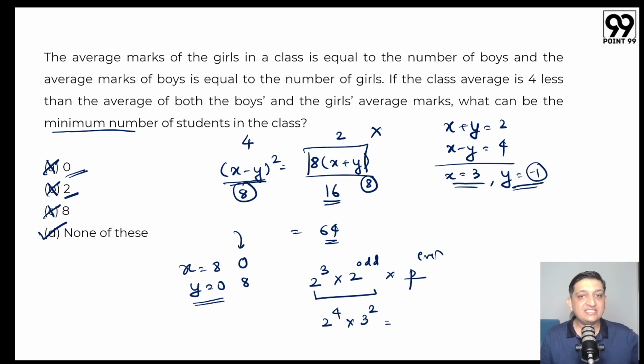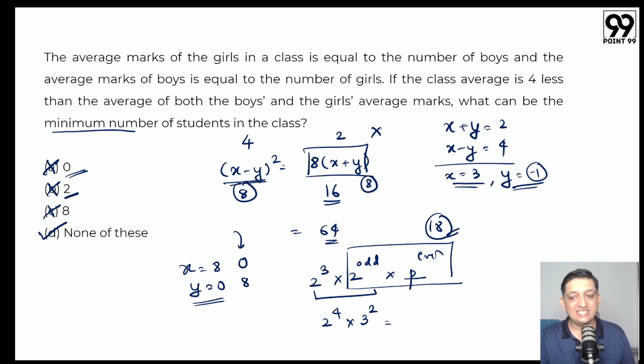So I am going to get 16 multiplied by 9 in this case, or in other words, I just have to figure out what this is, because this is going to be the number of students in the class. So I will ignore this 2 cube, I will just say 2 raised to 1 into 3 square. I am going to get my answer as 18, which will be the minimum number of students in this particular class. Let's look at the next question.